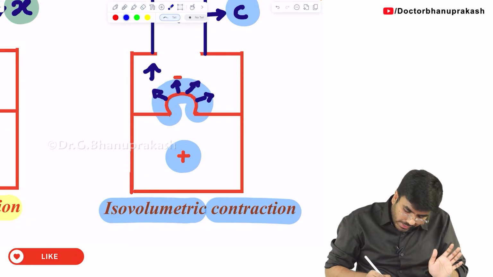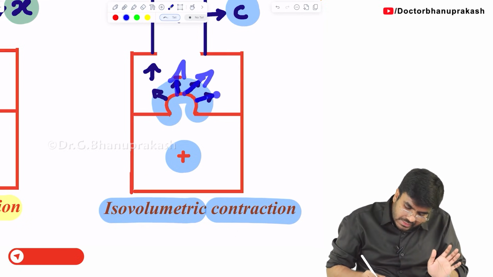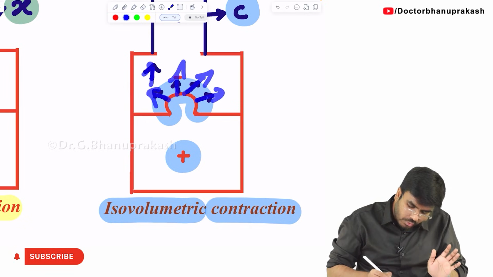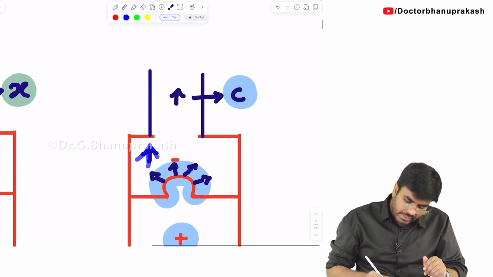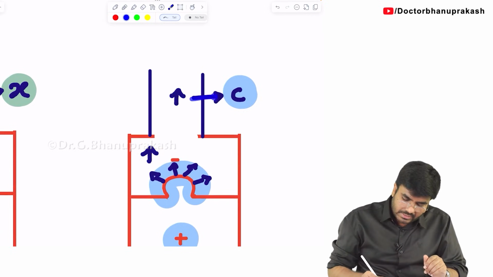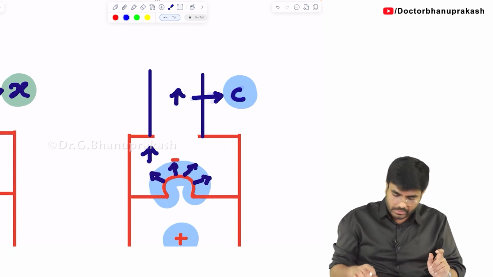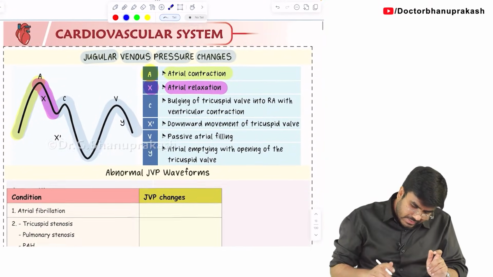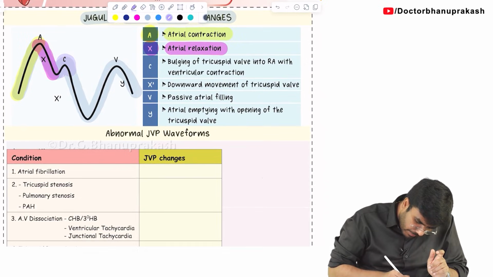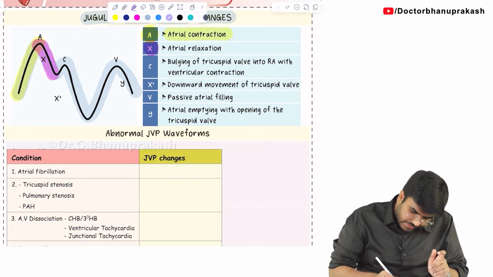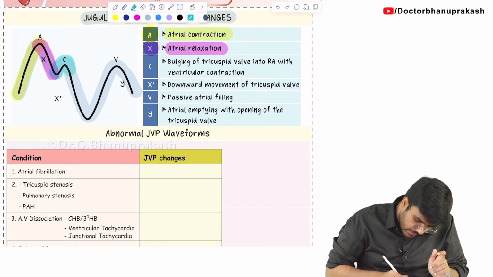So tell me, what happened to the pressure here? Because of this, the right atrial pressure is going to increase. Now you tell me, whenever the right atrial pressure increases, internal jugular venous pressure also increases. That is represented as C wave. So now you tell me, why is there a little bump? Okay, why is this little bump coming? So that is your C wave. Okay, let me highlight here. See, this is your C wave.